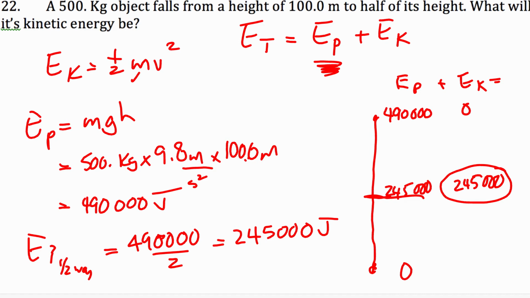should be 0 because now it's stopped. Kinetic energy, though, just before it hits the ground, it should be maximized. So just before it hits, it should have 490,000 joules of energy. And notice that at any point as that object falls, the potential and kinetic are always going to add up to the same number. It's always going to be 490,000.